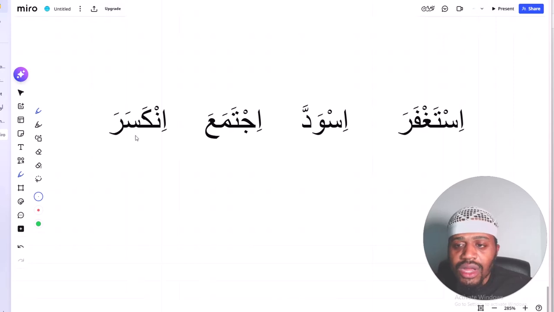So generally in the Quran, you're going to find the words that start with Hamzatul Wasl. They will look like this. Okay, they will come in this form: inkasara, ijtama'a, iswadda, or if'al, or irji', okay, or istaghfara. Okay, they will come in this format. So let's look at the first example.